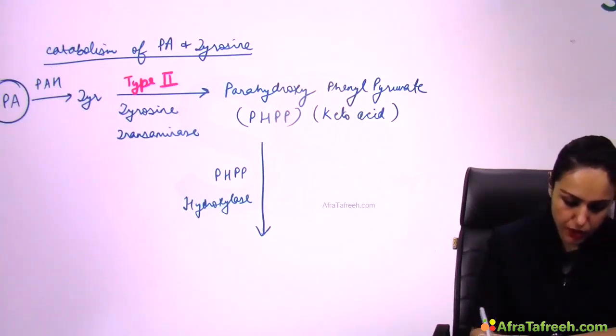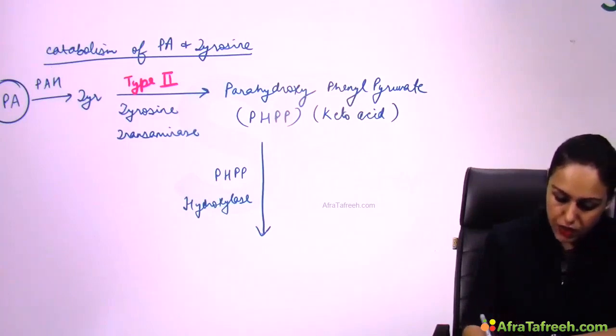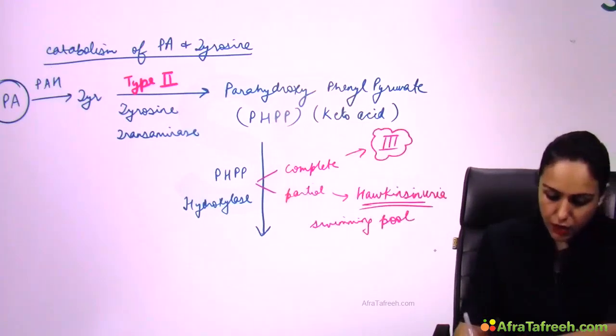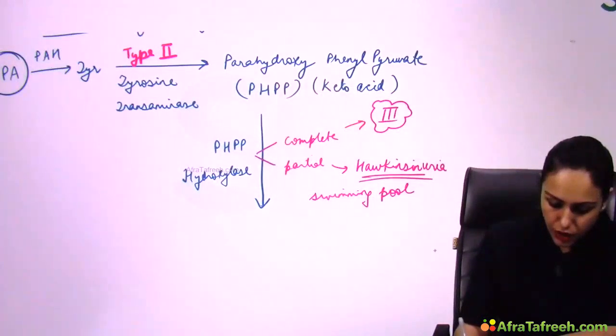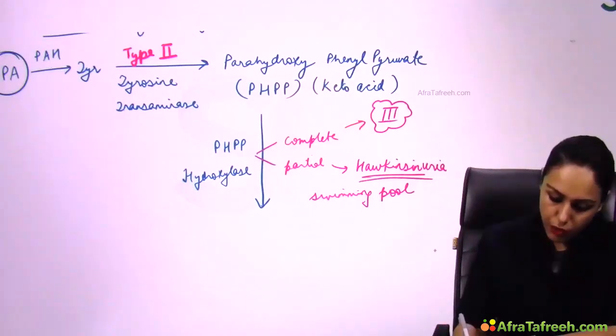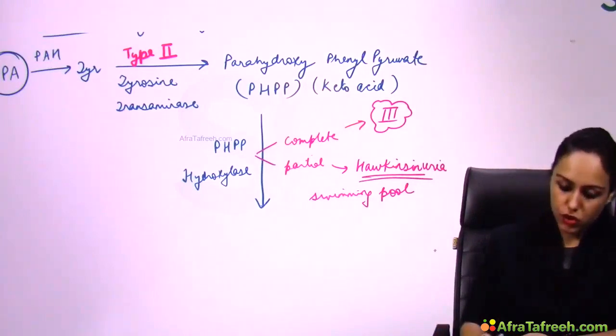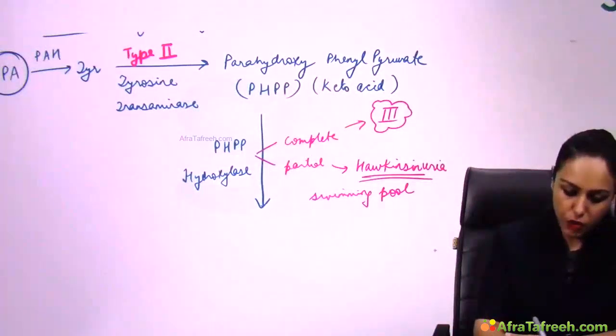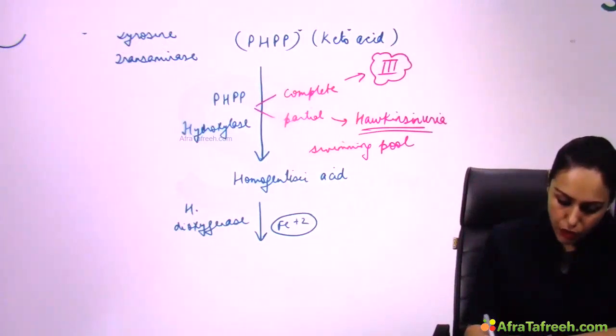PHPP hydroxylase enzyme is there. Now complete deficiency of this enzyme is possible, and also partial deficiency. Complete deficiency will lead to type 3 tyrosinemia, and partial deficiency will lead to Hawkinsinuria. And these patients of Hawkinsinuria have a swimming pool like odor. And this reaction, PHPP taken up by PHPP hydroxylase, will form homogentisic acid.